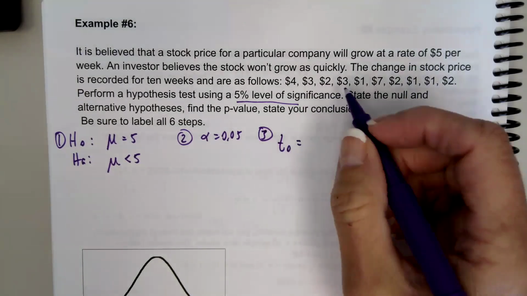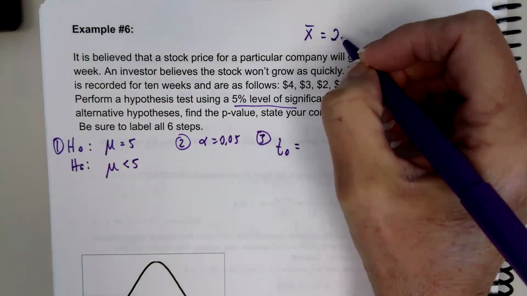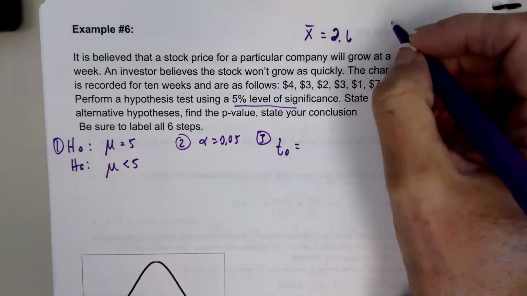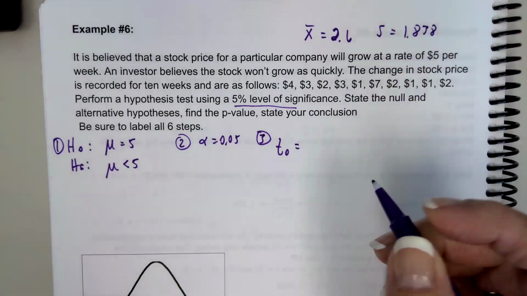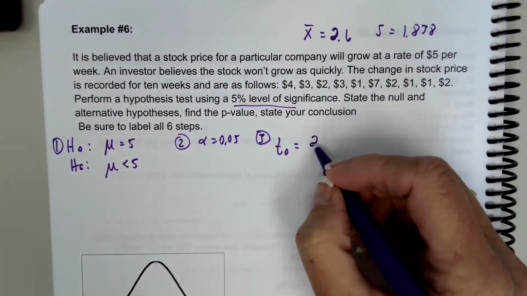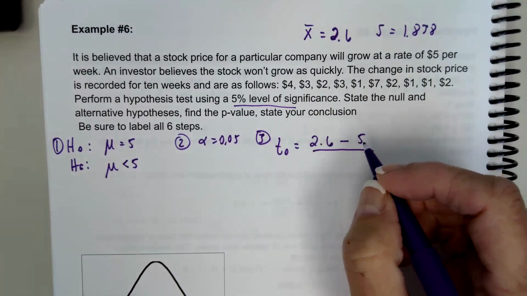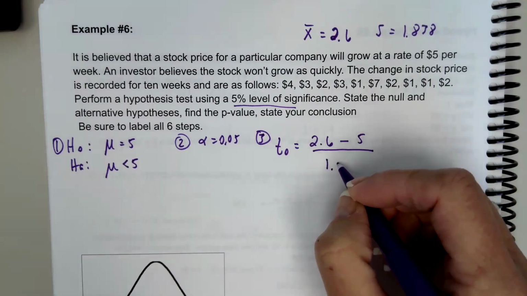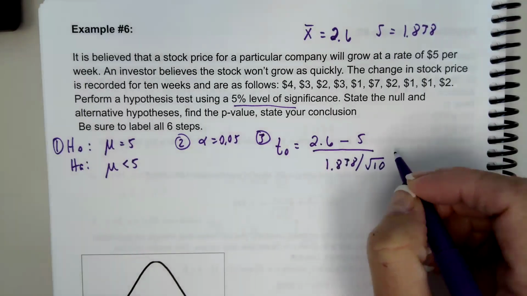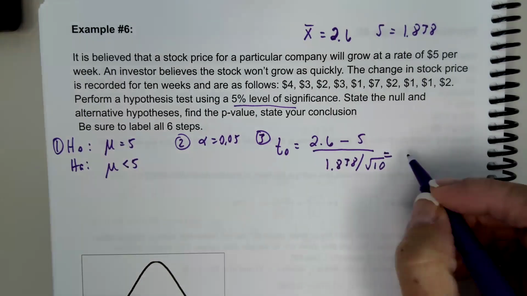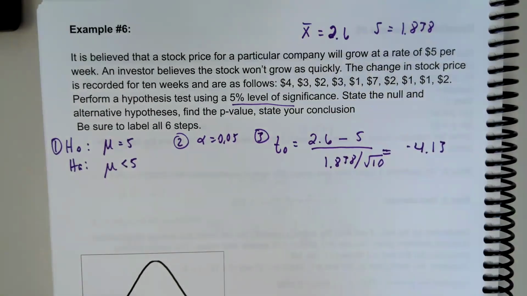So that is our sample mean. When we put our data into Desmos, we get a sample mean of 2.6 and a sample standard deviation of 1.838. So our t-score is 2.6, subtracting the mean of 5 and dividing by 1.838 divided by the square root of 10. Our t-score is negative 4.13.